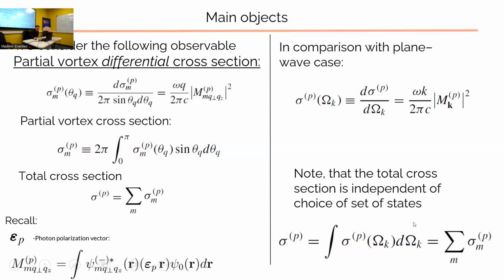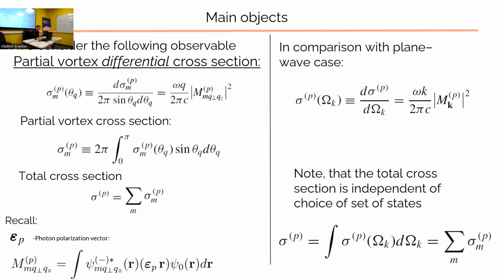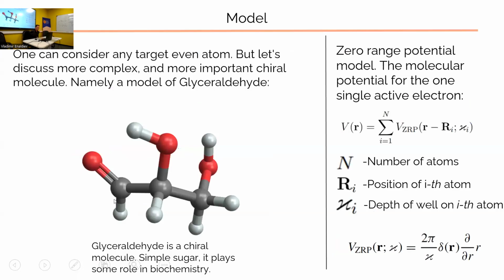So the total cross section in the plane wave case is similar to the total cross section in the vortex state. Okay, let's continue. And so we are interested in these observables. And in our works, we calculate these observables within the zero range potential model. Let me say a few words about this model.